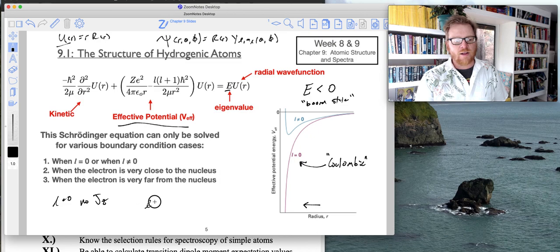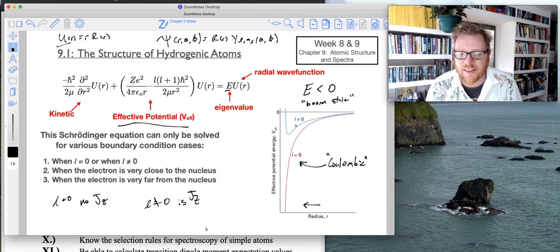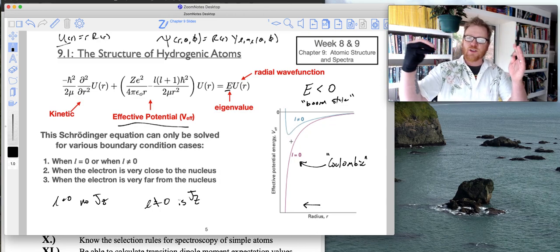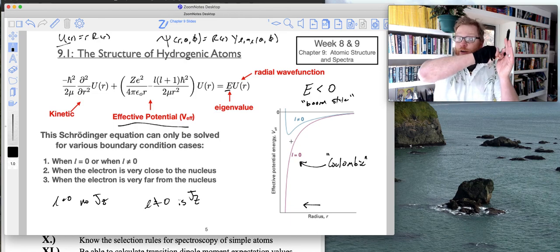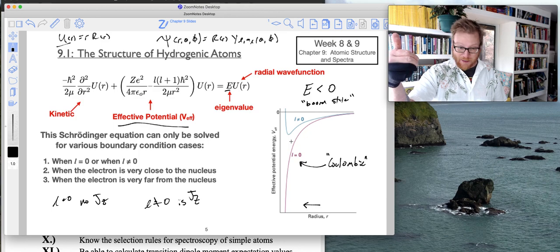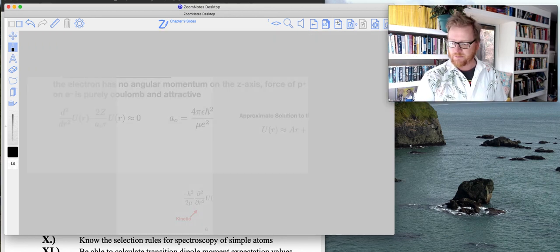So when L is not equal to 0, there is angular momentum on the z-axis, okay? And we'll see that there's competition now between the particle getting attracted to the nucleus and it getting flung away from the nucleus because it has angular momentum, right? So let's explore both of those in more detail, okay?